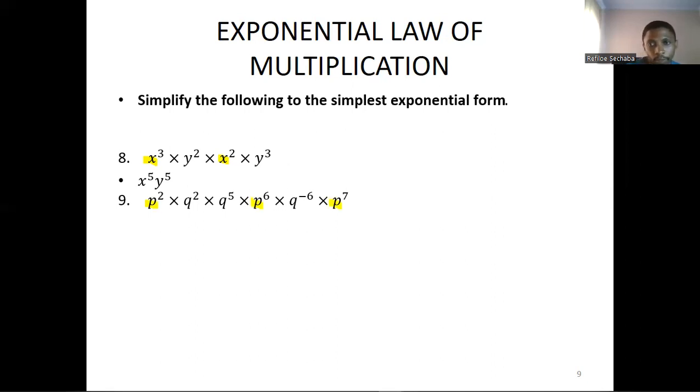You start first by multiplying the p's, all right? You're multiplying the p's first. You will write that as a base of p. And then you add the exponents.